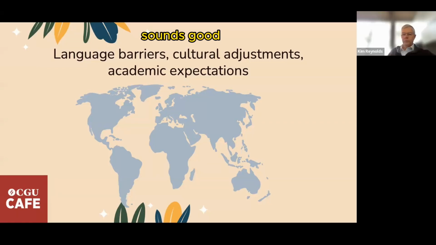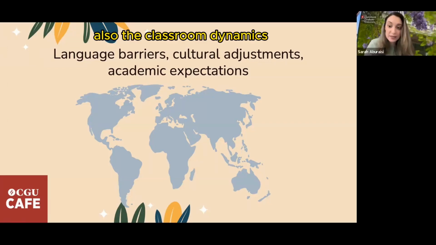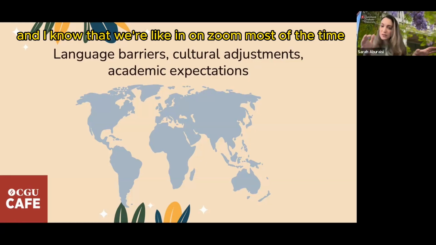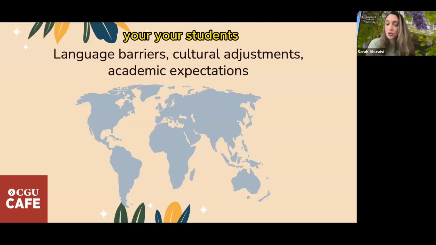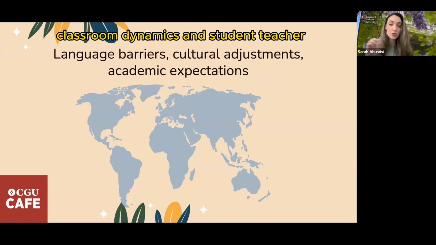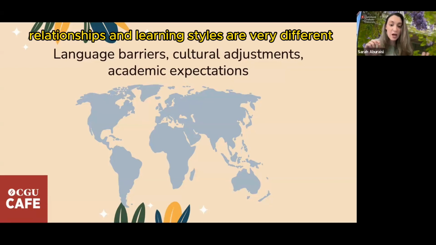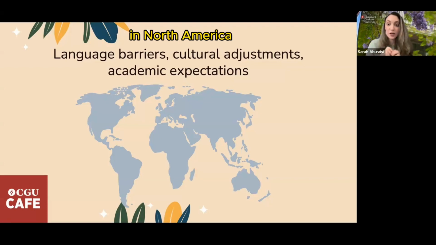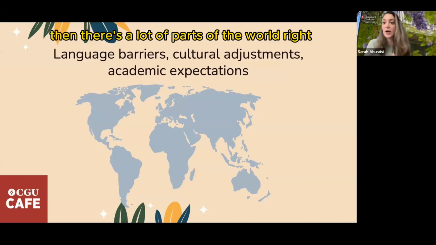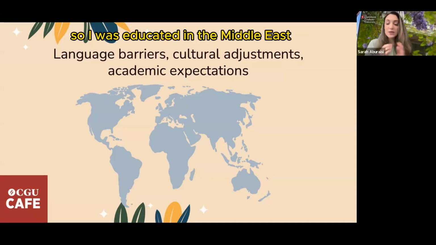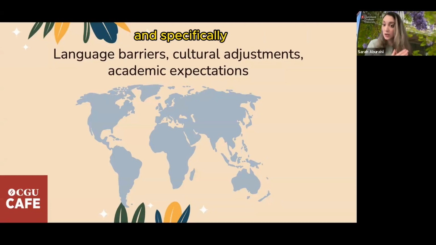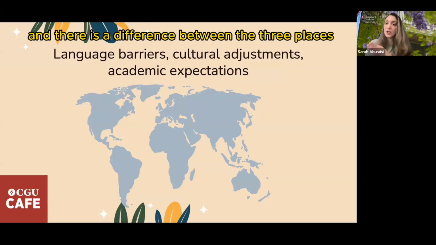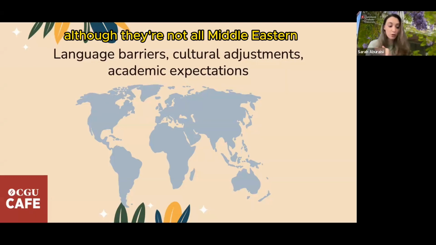Okay, sounds good. Also, the classroom dynamics, and I know that we're on Zoom most of the time, but if you do have classes that are hybrid and you get to meet your students, classroom dynamics and student-teacher relationships and learning styles are very different in North America than in a lot of parts of the world. I was educated in the Middle East, and I was also educated in Europe, in the UK, specifically in Scotland. And I was also educated here. There is a difference between the three places, although they're not all Middle Eastern.